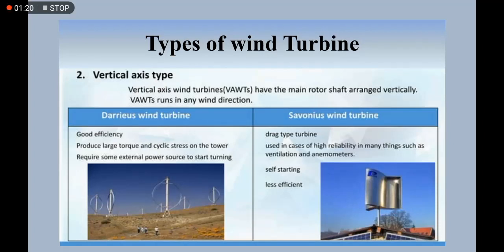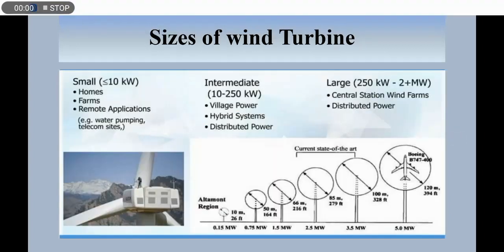Now we discuss the sizes of wind turbine. Some wind turbines are small, used in homes, farms, and remote applications, for example water pumping. They produce almost 10 kilowatts of energy. Then if we talk about intermediate turbines, they produce energy of about 10 to 250 kilowatts. They are mostly used in village power, hybrid systems, and distributed power.